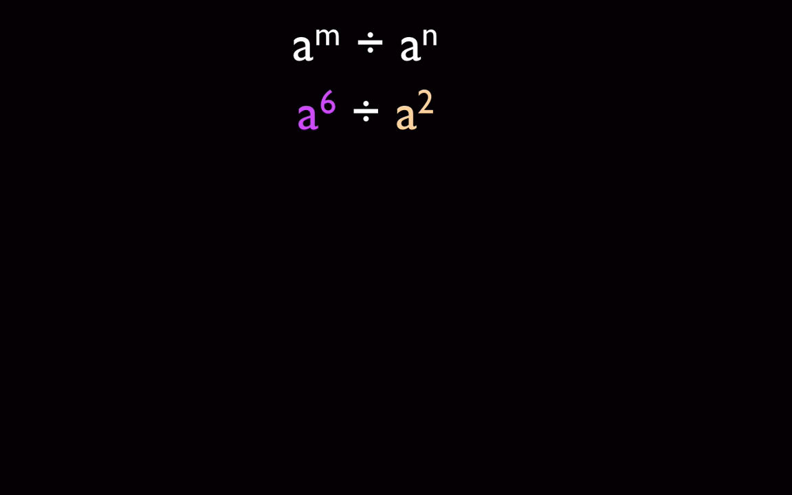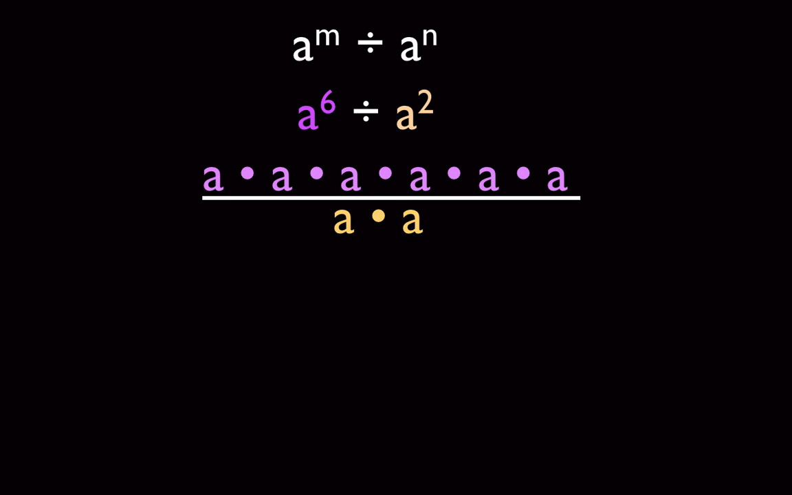I'm going to use my rule of writing it out. Even though at this point we do know that there is probably a shortcut, we want to make sure we can visually see it. So on top I have 6 a's, on the bottom I have 2 a's, and I'm going to follow my normal rules of canceling out each one. I'm going to start off there, then move to there, and what I'm left with is a to the 4th.